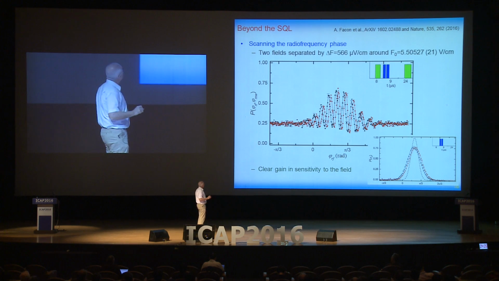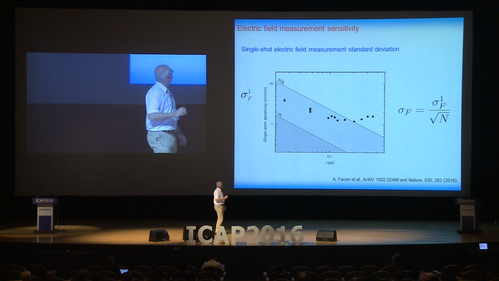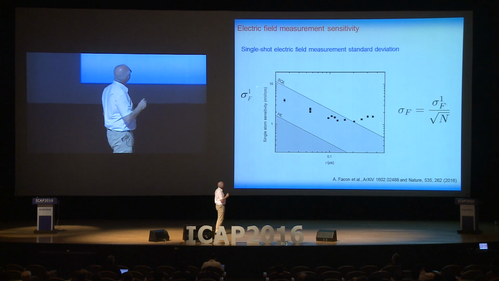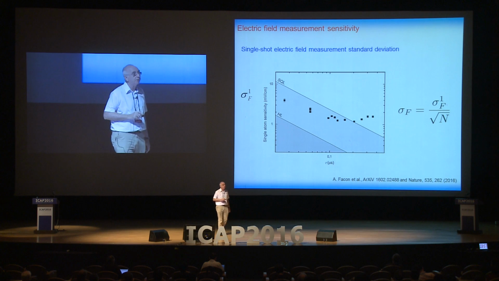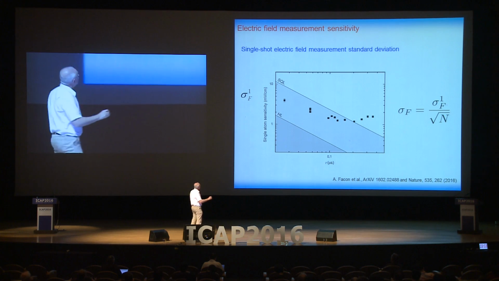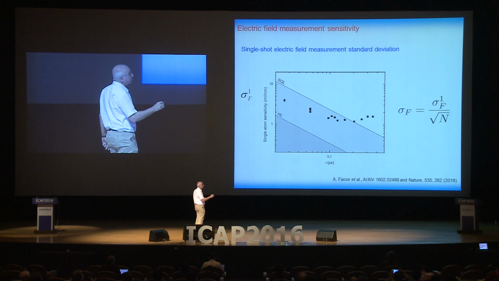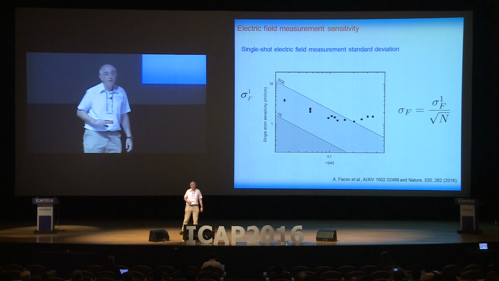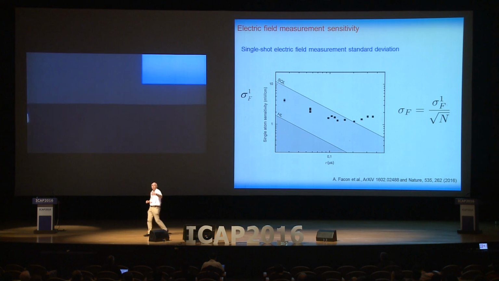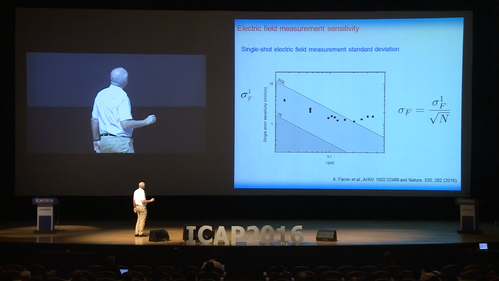So of course, all that should be made a bit more quantitative. I define here the single-shot standard deviation of electric field measurement. This is a standard procedure in parameter estimation. If we repeat the experiment a large number of times, the imprecision that we get is like 1 over square root n. This is a trivial statistical factor, and I'm interested here in the single-shot estimation, even though nobody performs single-shot measurement.